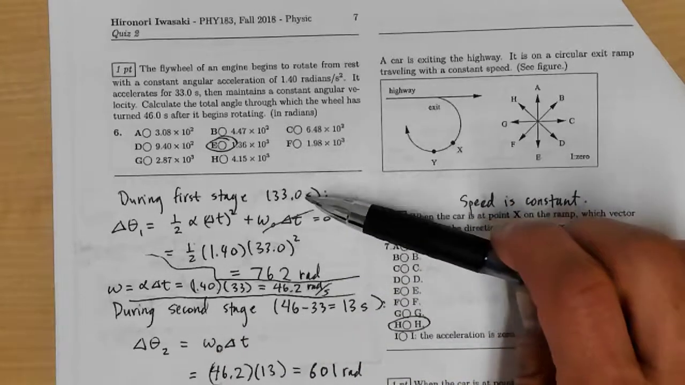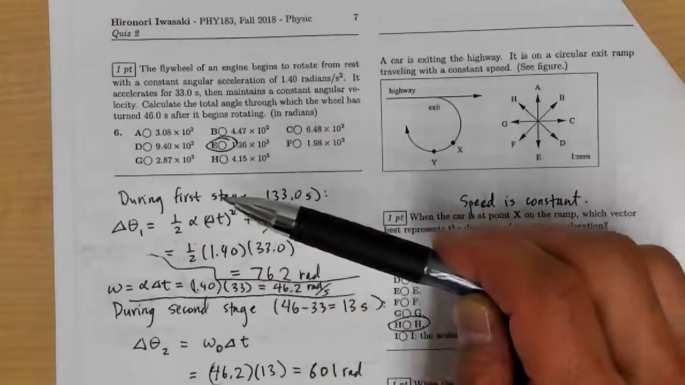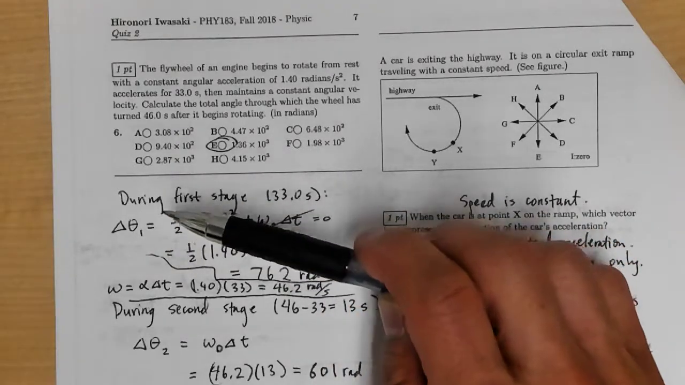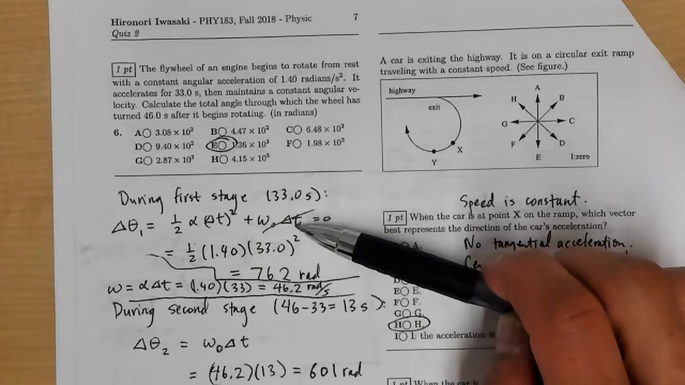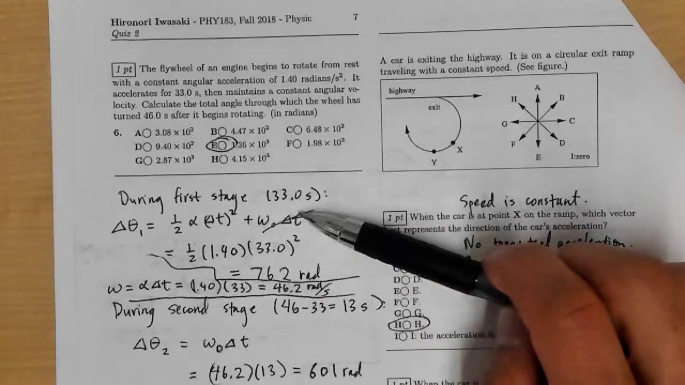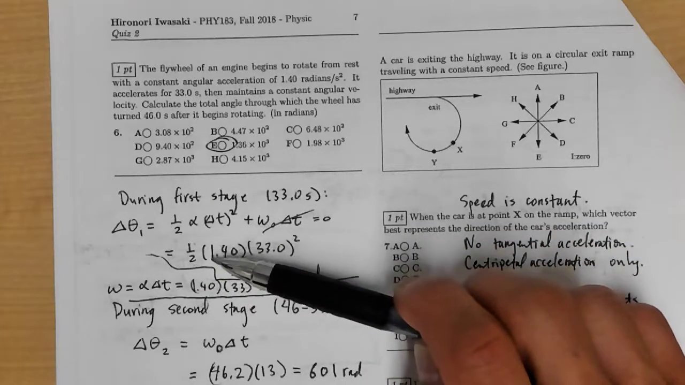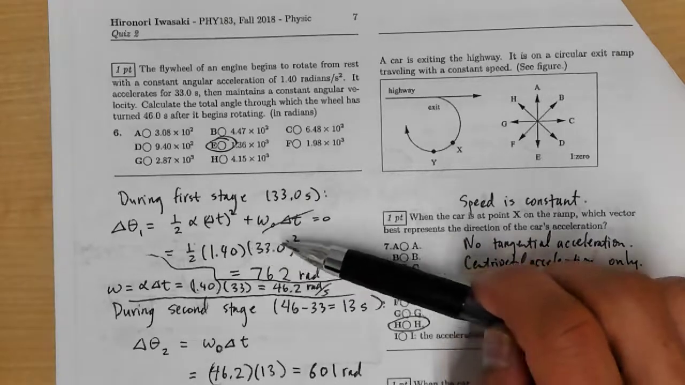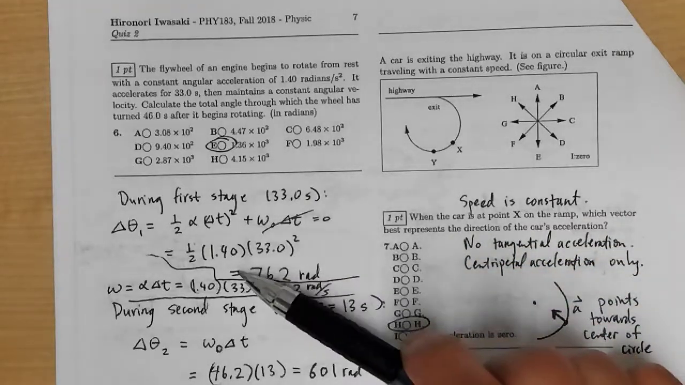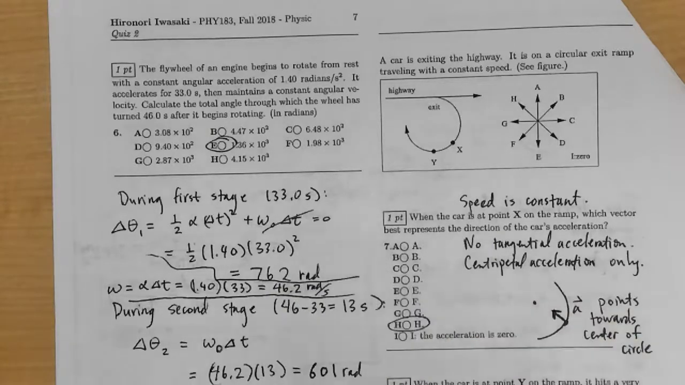Okay, for the first 33 seconds we have delta theta, let's call it delta theta 1, is 1/2 alpha delta t squared plus omega 0 delta t. But the initial angular velocity is 0, so we can cross this part out. And we get 1/2 times 1.40 for alpha times 33 for delta t, so 33 squared. And that comes out to 762 radians.